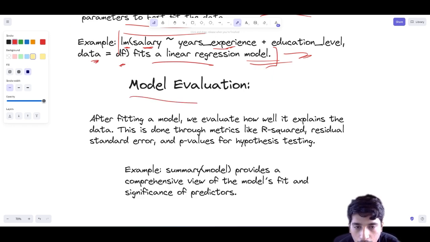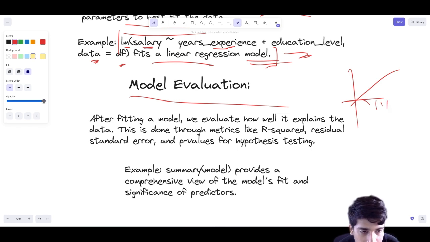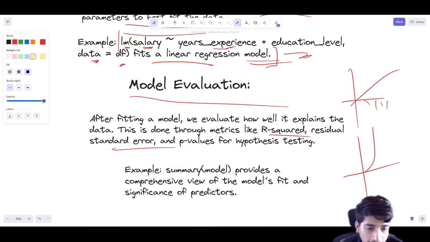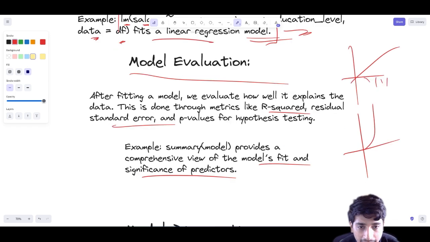Now, after this comes model evaluation. After fitting a model, we evaluate how well it explains the data. After we have fitted the model, we want to explain how it fits the rest of the data. This is done through metrics known as R squared, or standard error. If it's less than 1, it shows that the data has not been properly fit. This provides a comprehensive view of model fitting and significance of predictors.